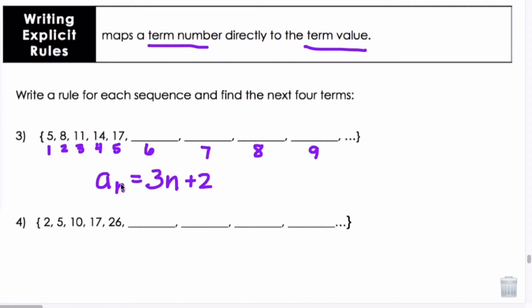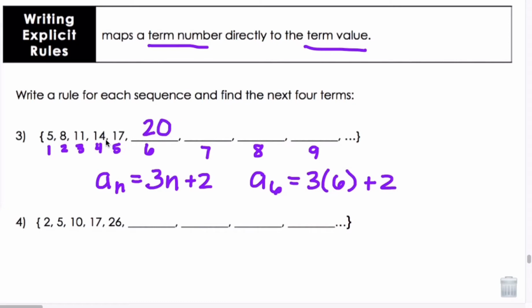So in this case, I know that if I do 3 times 1 plus 2, I do get 5. 3 times 2 is 6 plus 2 is 8. 3 times 3 is 9 plus 2 is 11. So it is working. So to find the next 4 terms, I'm substituting in the term number. So let's do a sub 6 is 3 times 6 plus 2, which will give me 20.